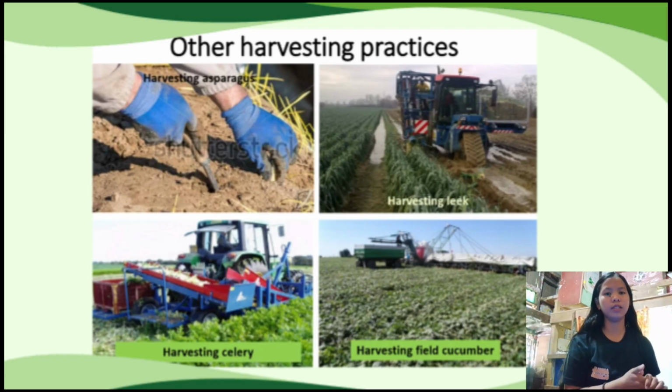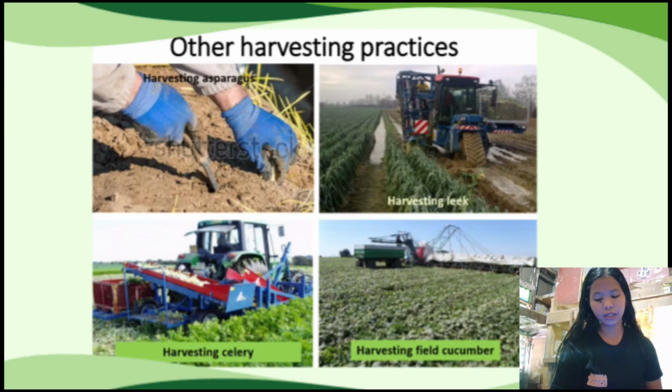Next is the harvesting of celery. This crop is usually cut at the base just above the root system. It is important to keep the stalks intact and clean. Sometimes specialized machines are used to lift and cut them, especially in large commercial farms.